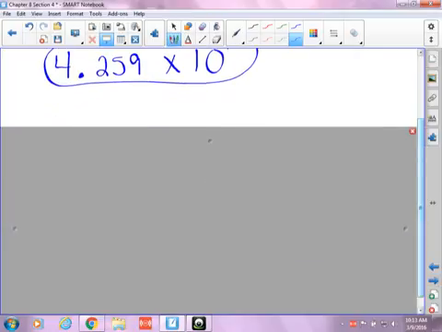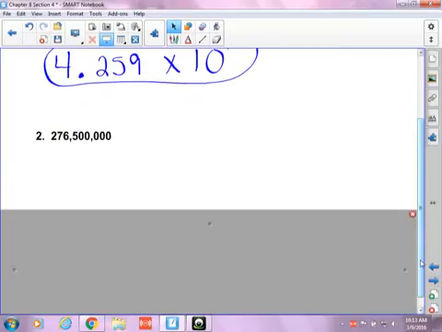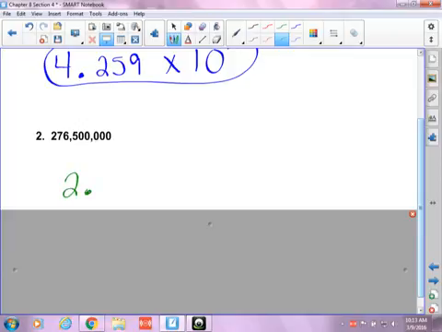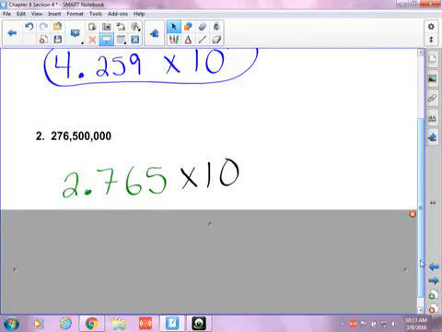Okay? Let's keep going. Let's look at this one. What's the first non-zero number? 2. So I'm going to go 2 point. And then I put 7, 6, 5, okay, and then times 10, because it's always that, right? And then the decimal, if it doesn't appear, it's always at the end. Okay, so it's right here, and I'm going to move it 1, 2, 3, 4, 5, 6, 7, 8. So this is an 8.